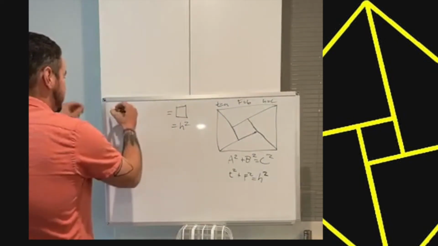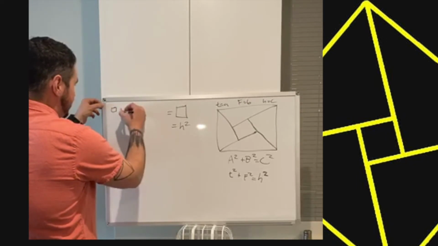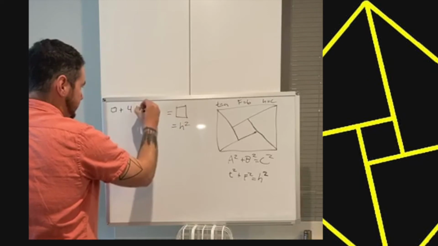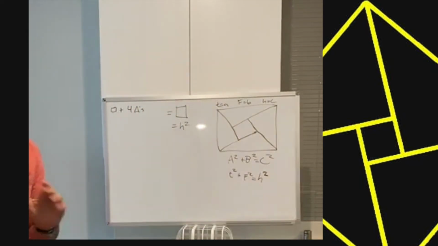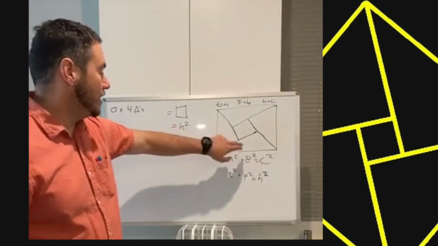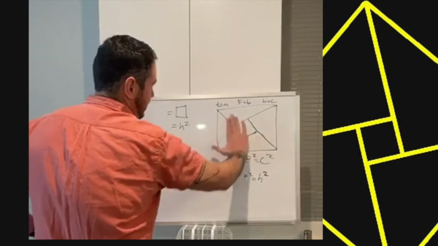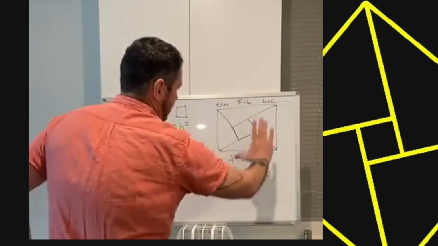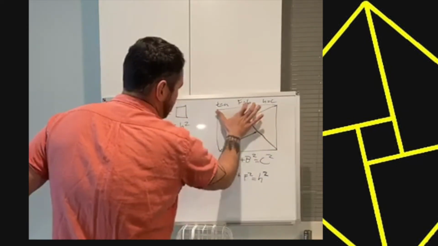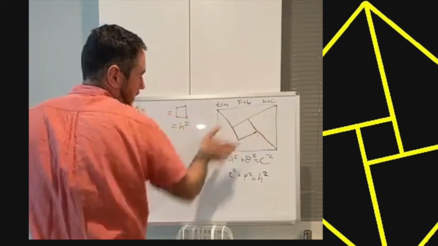Alright? So we're going to say little square plus four triangles is equal to the area of the big square. Alright? Now, all four triangles are the same. All of these long lengths are going to be my finger length, and all of the short lengths of the triangle are going to be my thumb. Alright? Good? So it's kind of like that, right?